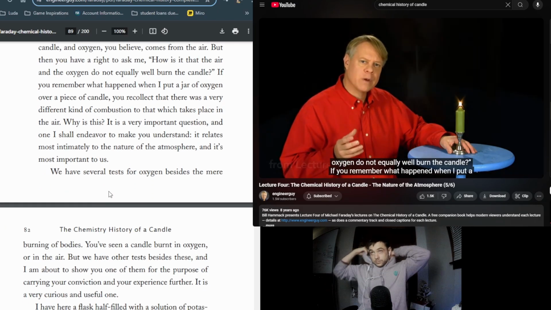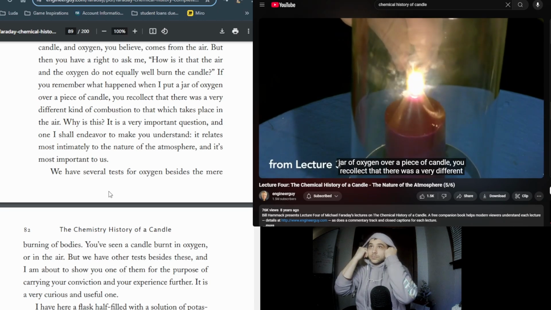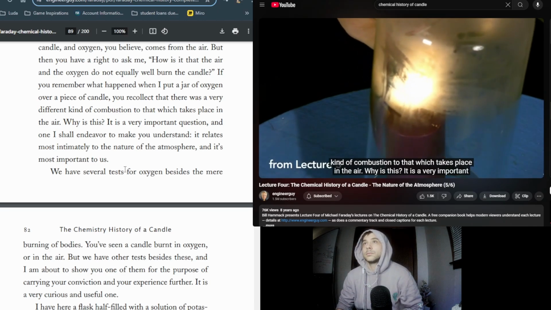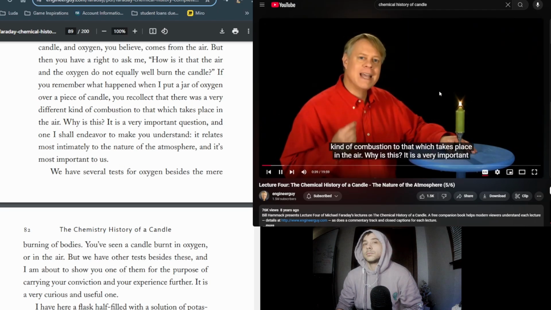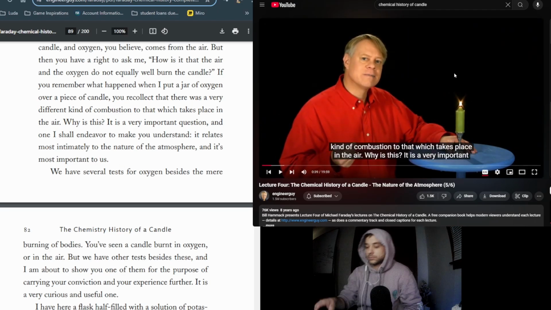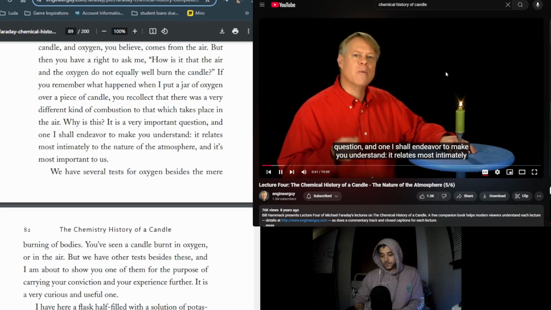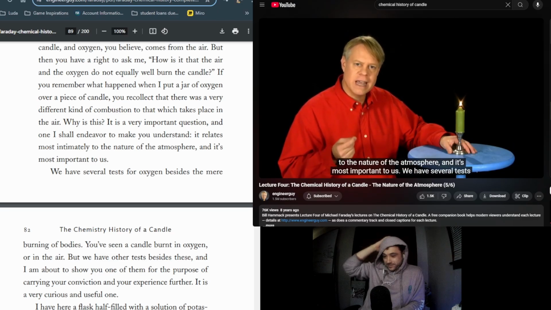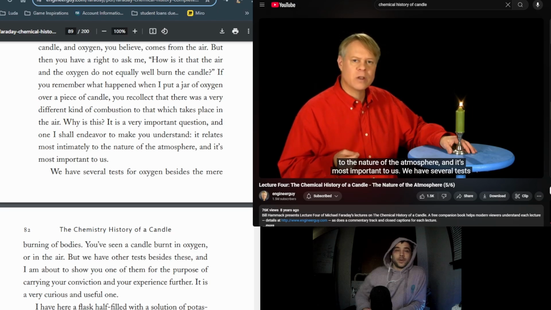If you remember what happened when I put a jar of oxygen over a piece of candle, you recollect that there was a very different kind of combustion to that which takes place in air. Why is this? It's a very important question, and one I shall endeavor to make you understand. It relates most intimately to the nature of the atmosphere, and it's most important to us.